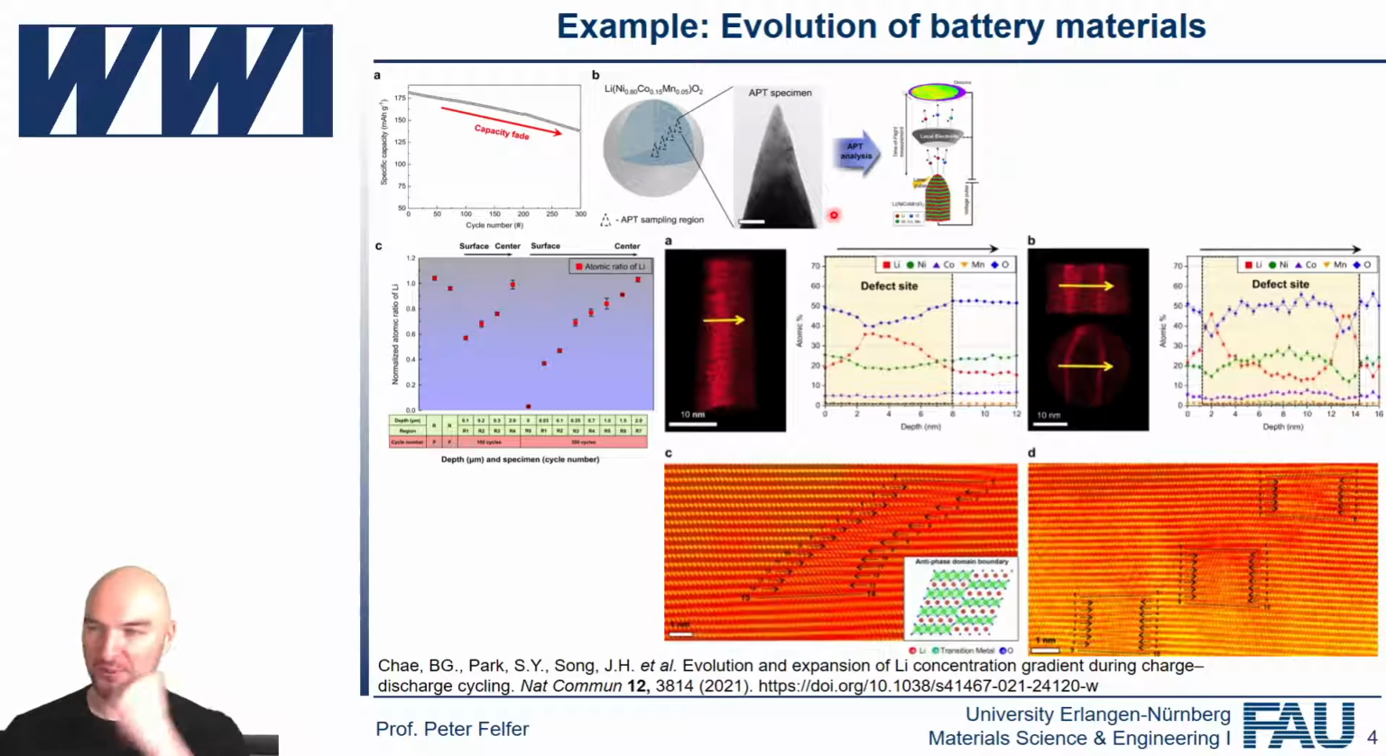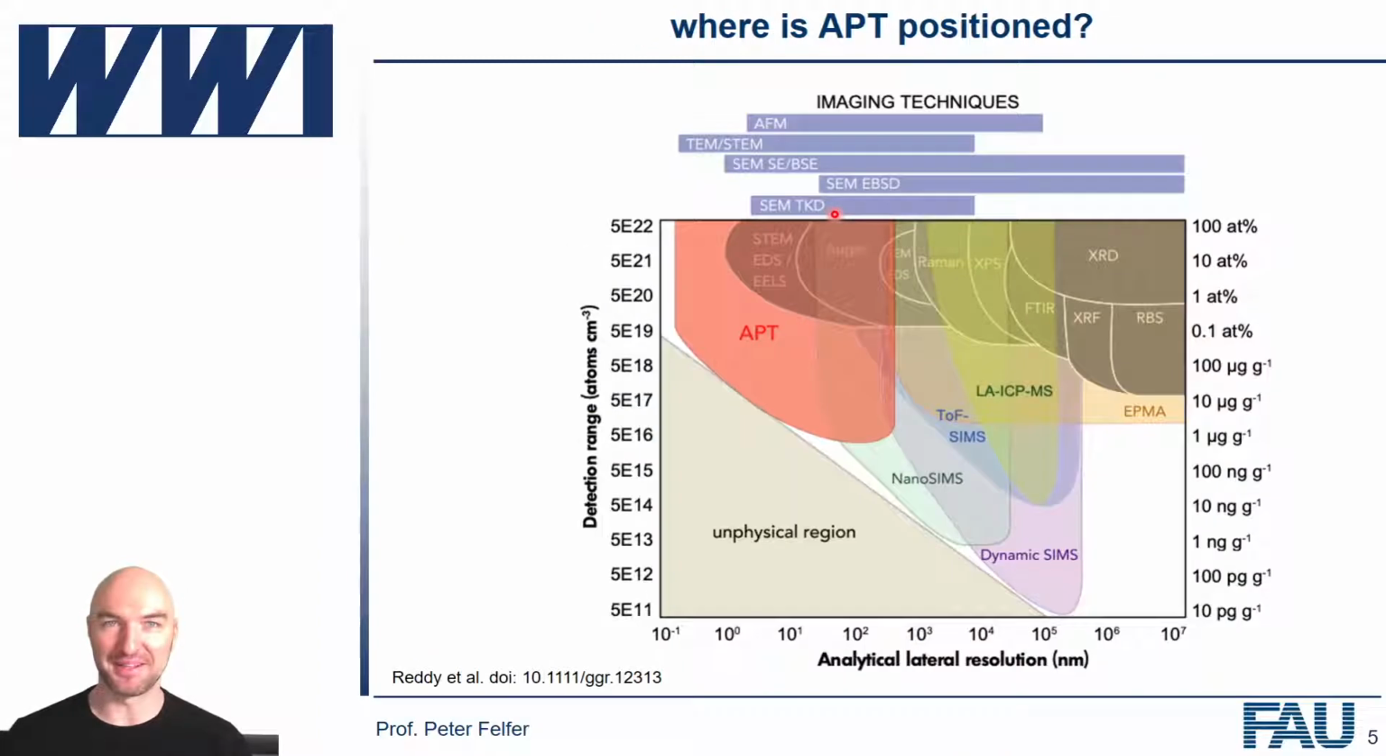So I hope you're all really motivated now to learn more about atom probe. So where is atom probe tomography? Where do we actually fit in with other characterization techniques? So we're counting single atoms coming off of a solid. And so the detection range that we have is essentially just limited by the counting statistics.